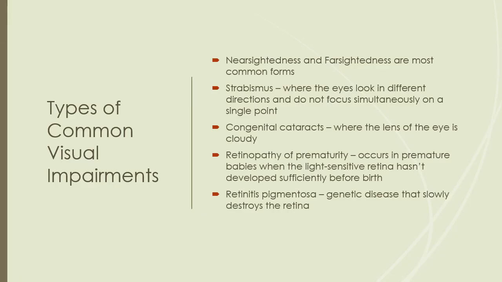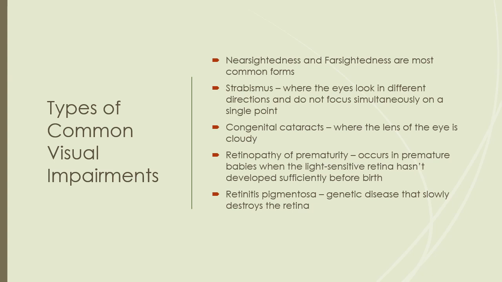Types of common visual impairments. Nearsightedness and farsightedness are by far the most common forms of visual impairment. Other common diseases or conditions associated with visual impairments include strabismus, where the eyes look in different directions and do not focus simultaneously on a single point. Congenital cataracts, where the lens of the eye is cloudy.